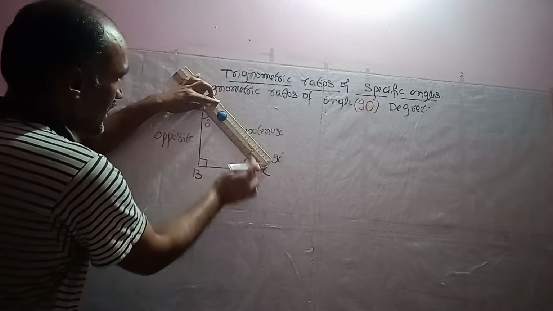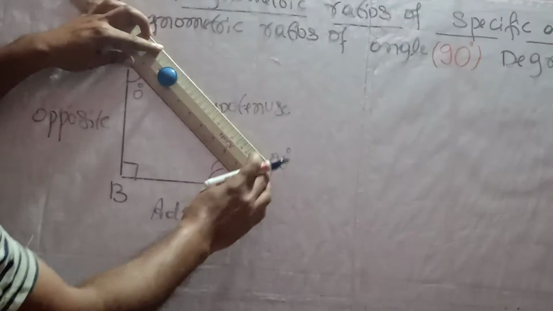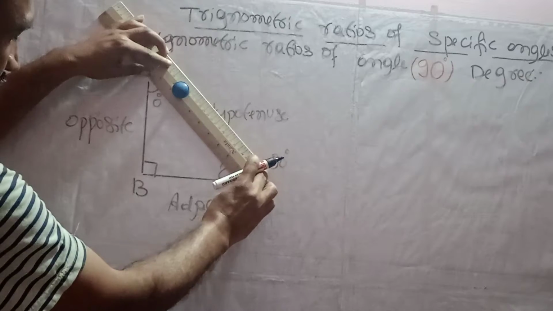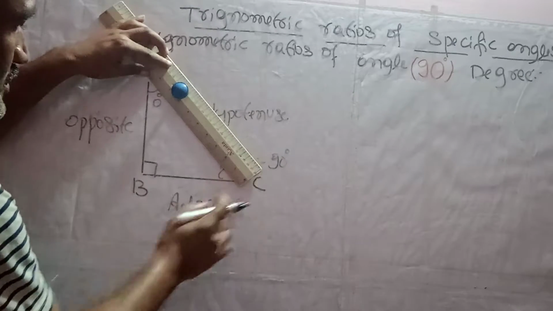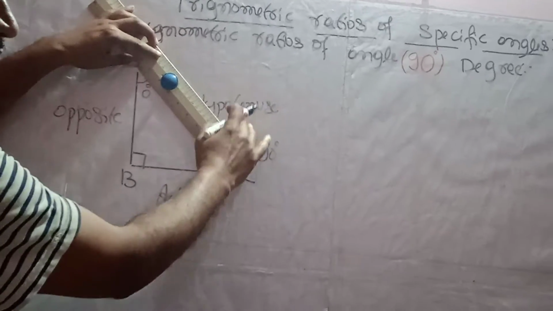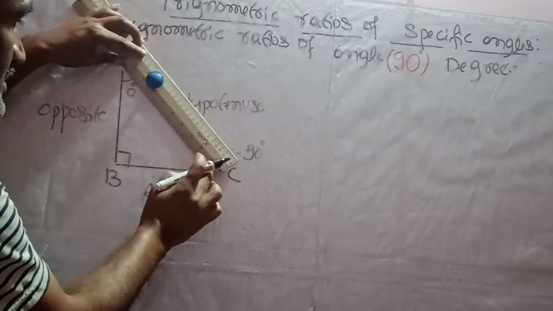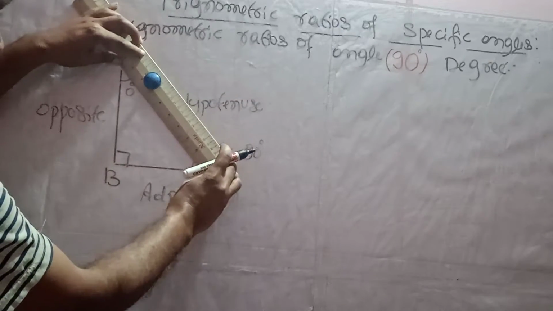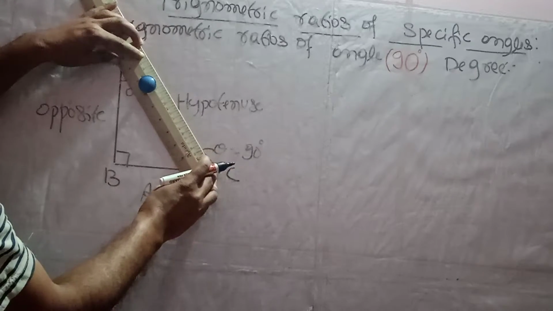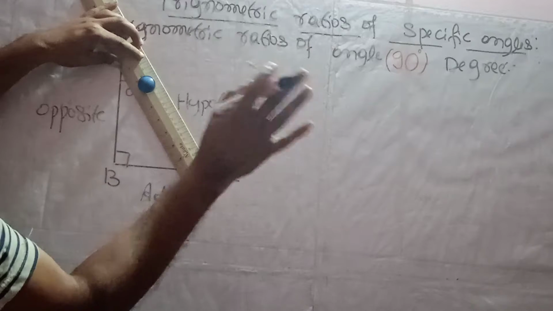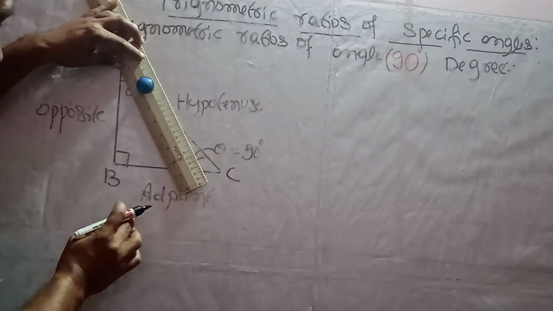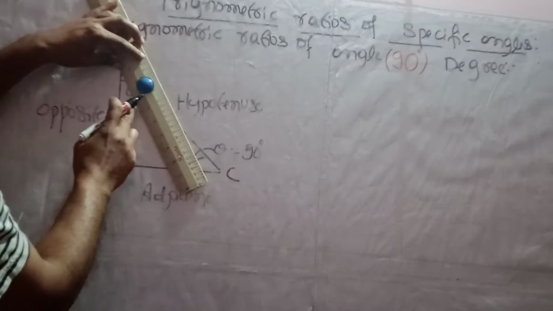Look, opposite to this angle is the adjacent side, and this side is the hypotenuse. If I reduce this angle, the adjacent side goes on decreasing and the hypotenuse also goes on decreasing, and the other angle goes on increasing. You have to keep this in mind. So when this side goes on decreasing, this angle also goes on decreasing.